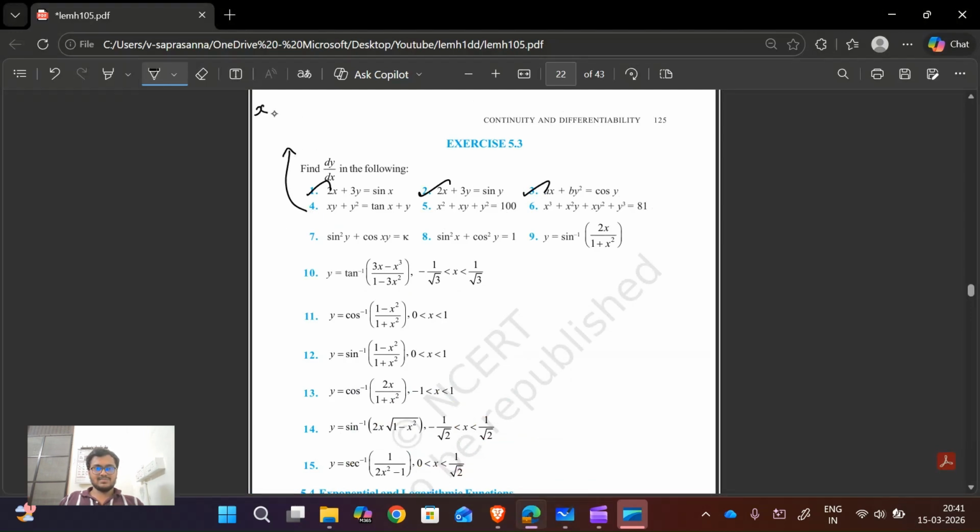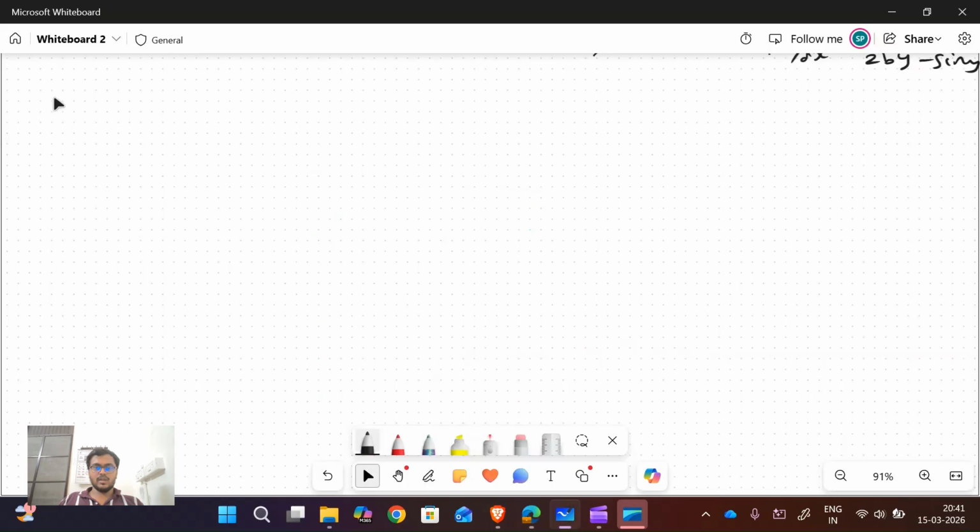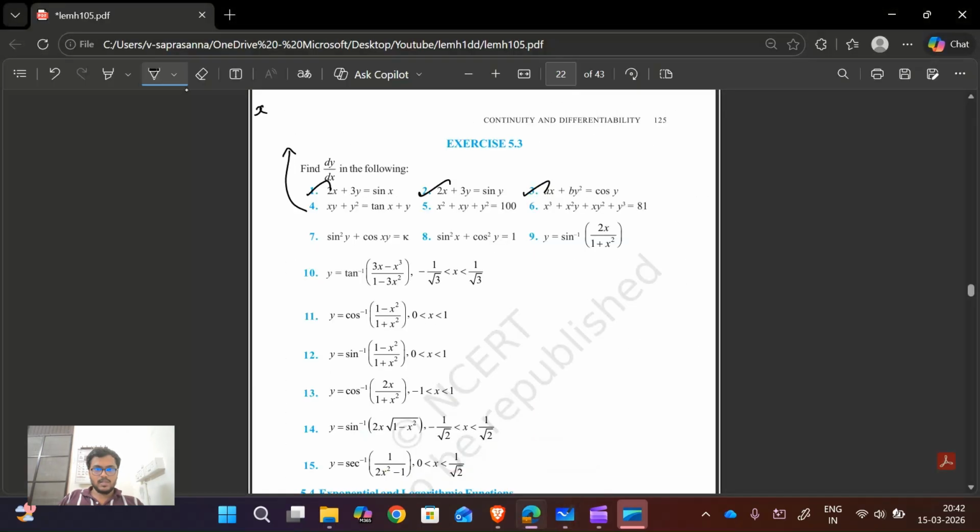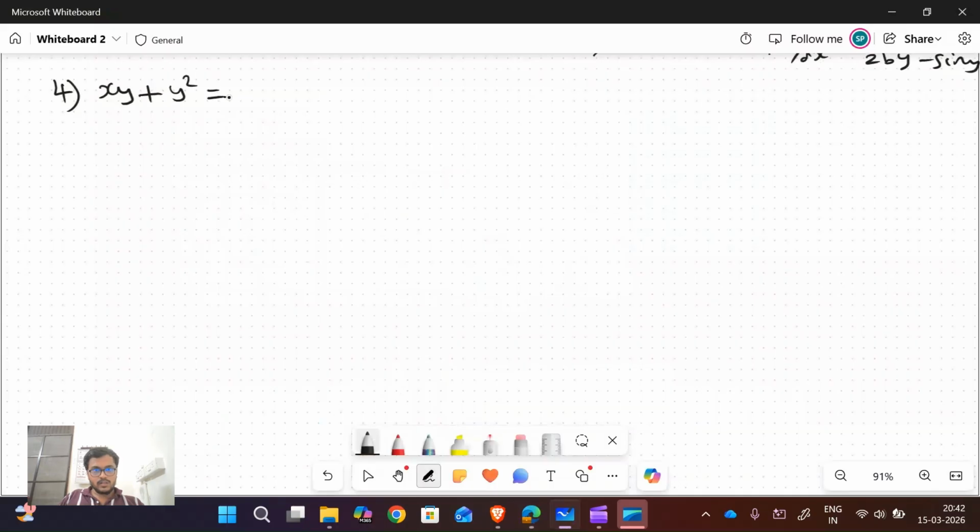Just try to solve xy. Okay, it is very easy only. xy is nothing but it is in the product form. So maybe this question I'll solve it separately here. Okay, xy plus y square is equal to tan x plus y. So xy, you can't simply differentiate because it's the product rule. Product rule I told you in the previous video.